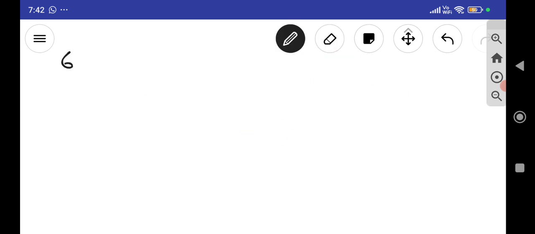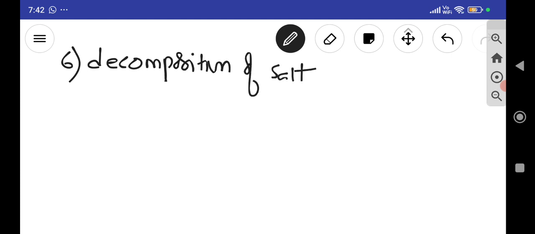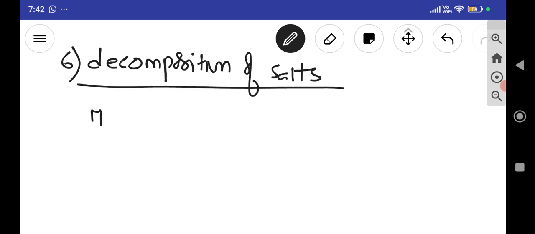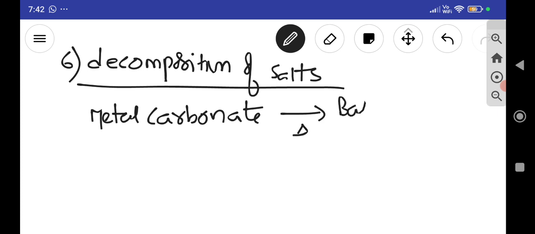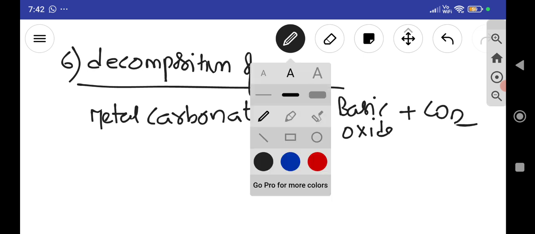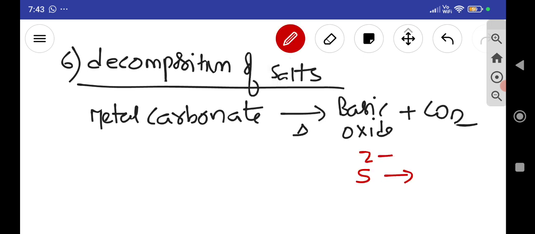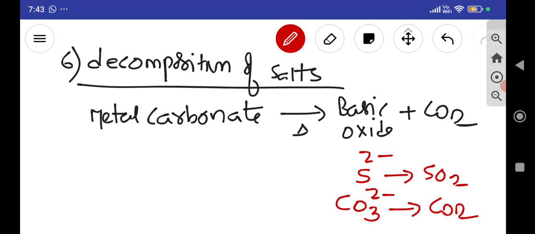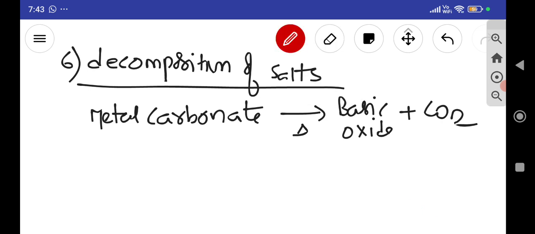Next, the sixth method is the decomposition of salt. So what is meant by decomposition? The breaking up of salts. So you can take the general equation like a metal carbonate. Carbonate is nothing but CO3 2 minus. So when you take a metal carbonate, decomposition in the presence of heat gives us the basic oxide plus carbon dioxide, because earlier we saw that S2 minus sulfide gives us SO2. Similarly, CO3 2 minus carbonate gives us carbon dioxide. So that's why the product here is CO2.